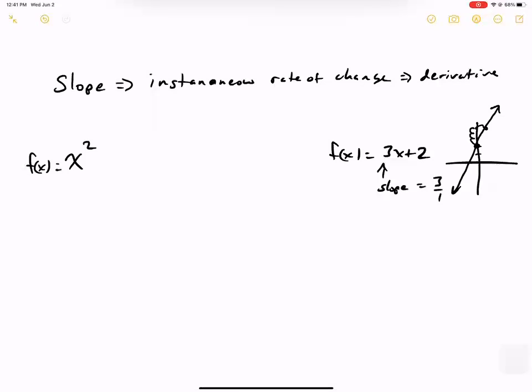But what happens in the parabola? If I pick a point here on the line, that's still going to be 3 over 1. If I pick a point here, it's going to be 3 over 1. No matter what point I pick, it's going to be 3 over 1 because it's changing the same way. It's a straight line, okay? But a parabola here doesn't follow that intuition. It actually changes the way it's rising, increasing or decreasing.